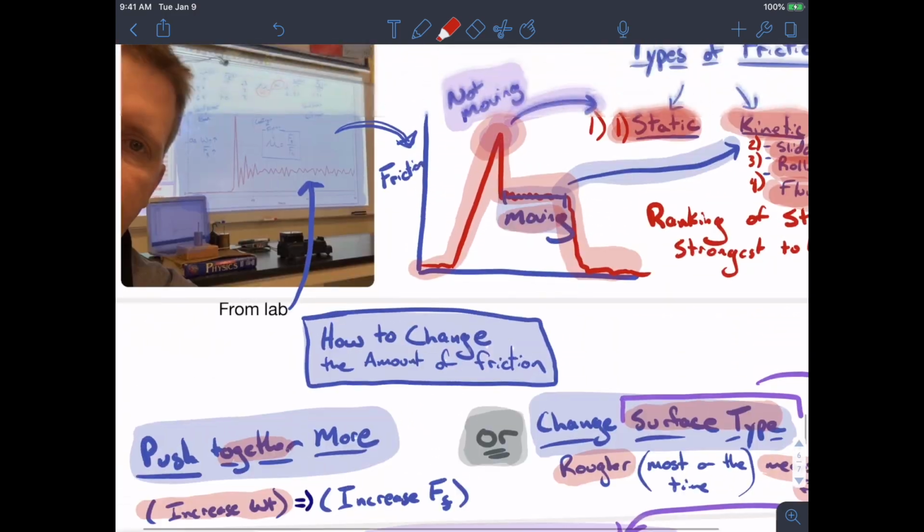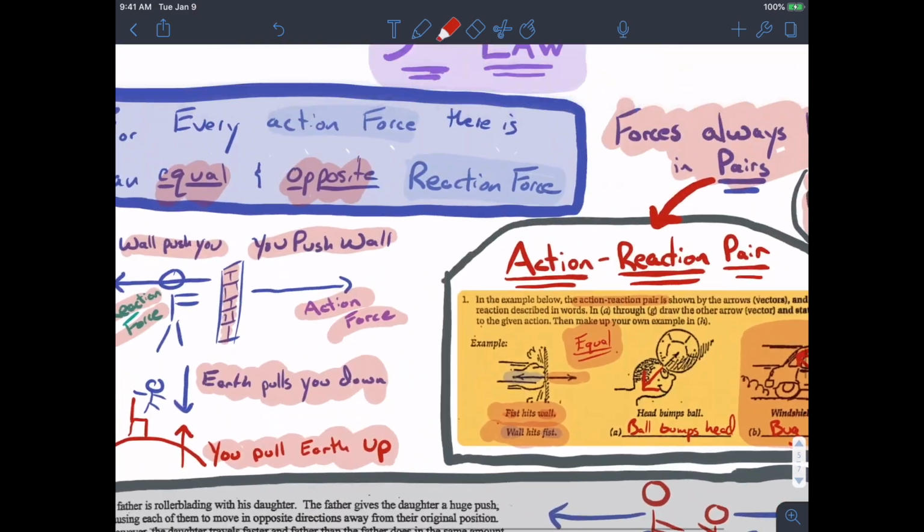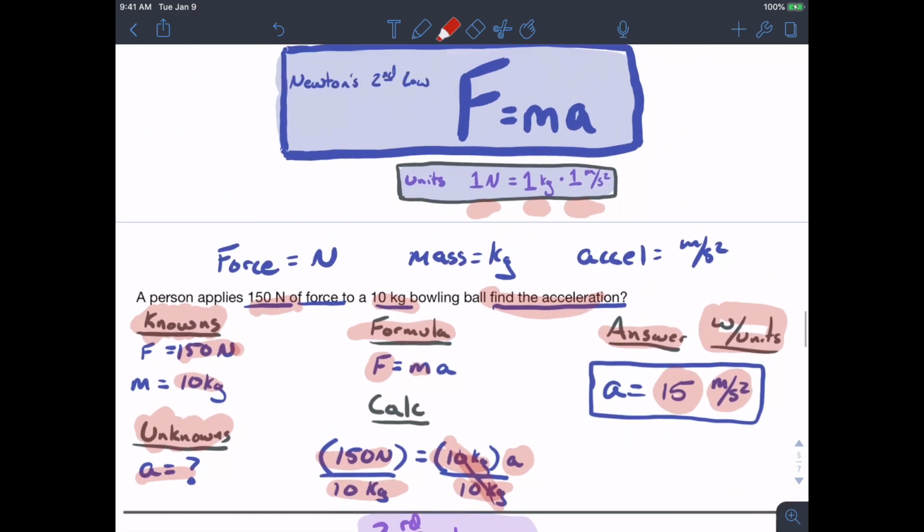So that's how the coefficient of friction works. Like I said, this is just meant to be a quick review. It's not going to cover everything else. Hopefully this works out well for you.